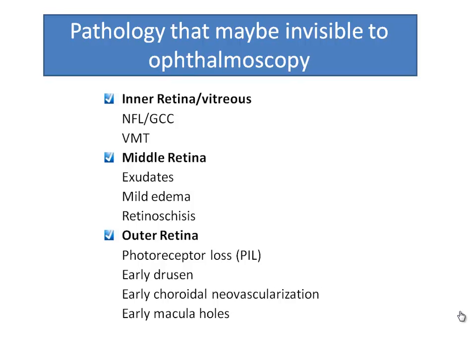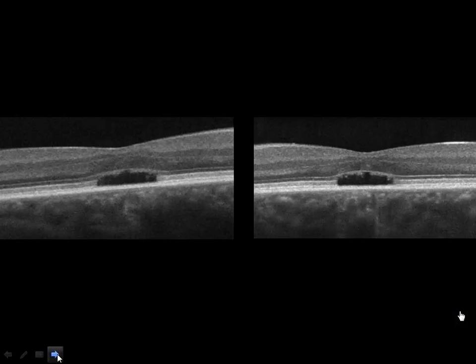In the outer retina, we have the PIL, the photoreceptor integrity line. Now, Helmholtz never saw a rod or a cone, and we don't do that clinically. So we don't talk to patients on a daily basis and say, Mrs. Jones, I'm going to look at your rods and cones today. Of interest, you can look at the rods and cones, at least indirectly, because we now have what we consider to be a biomarker for photoreceptor integrity. Early drusen, early choroidal neovascularization, and early macular holes are also pretty much invisible to ophthalmoscopy.